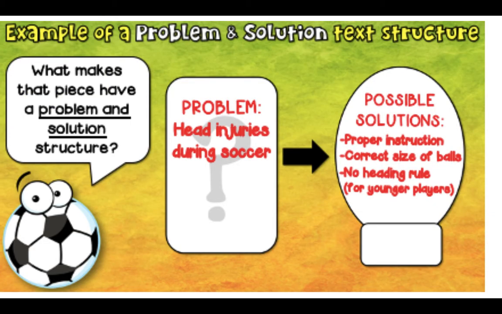What makes this piece have a problem and solution structure? Well, the problem is clear. Head injuries during soccer. What could be the solutions and what could solve that problem? Number 1, proper instructions. Number 2, correct size of balls. And number 3, no heading rules, meaning young players cannot use their head to hit the ball.